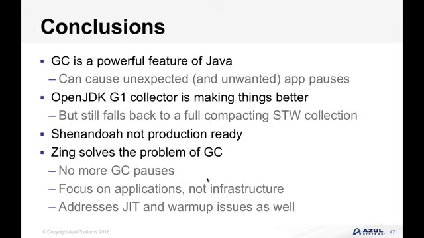So just to summarize, because I'm just about out of time: garbage collection is a very powerful feature of Java, but can cause problems because it's non-deterministic. G1 does make things better, but it still has to fall back to a stop-the-world collection. Shenandoah is another idea, definitely not production ready. Zing solves the problem of garbage collection. No more garbage collection pauses like you're seeing at the moment. Focus on the application, not the infrastructure. Focus on solving the problems that you have in your business logic, rather than trying to tune the JVM.